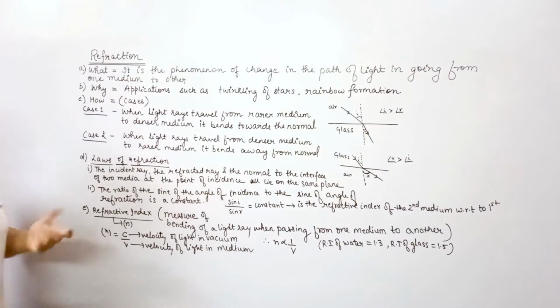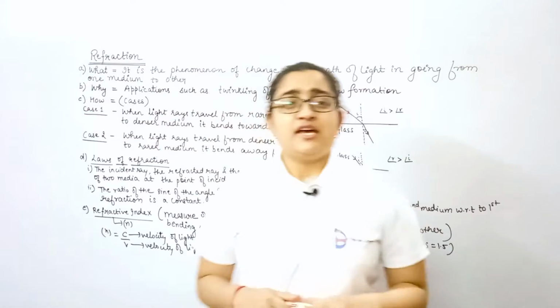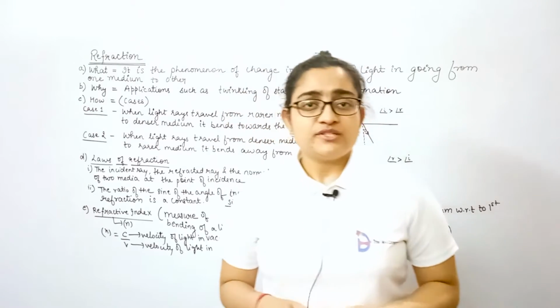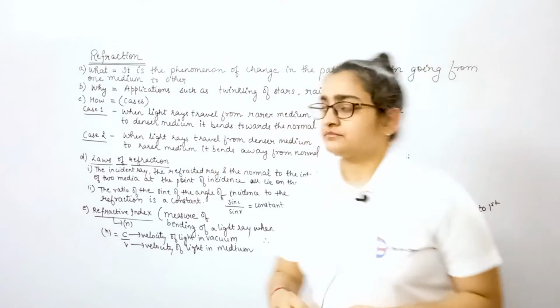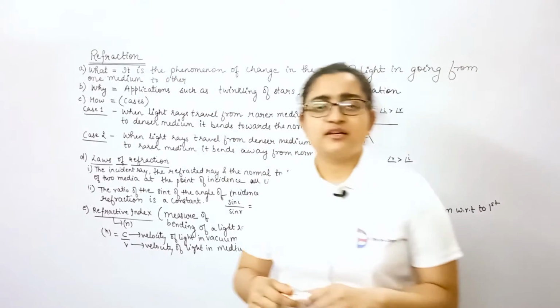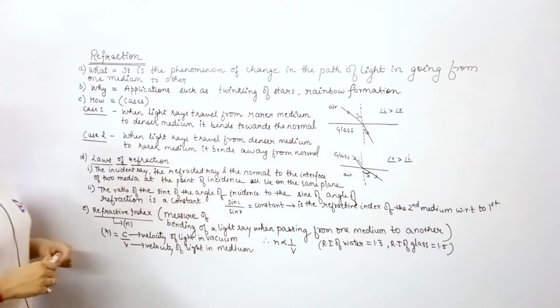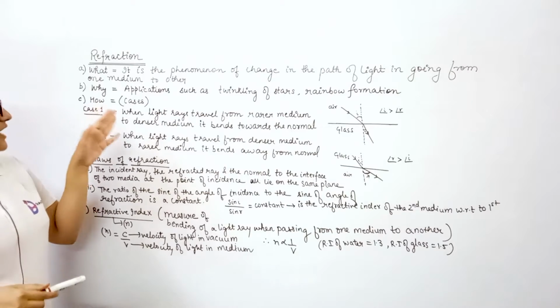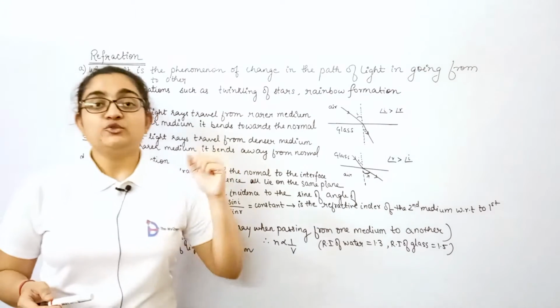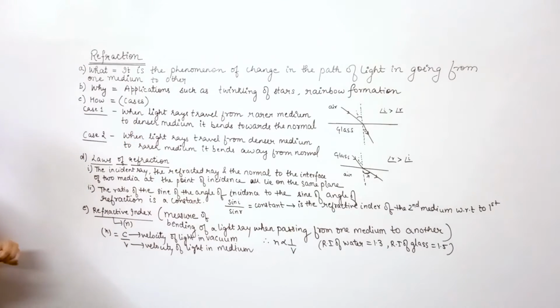Now, why are we studying the concept of refraction? There are numerous applications associated with this concept called refraction, such as twinkling of stars and rainbow formation in the sky. Now, how does this refraction phenomenon happen? The answer to this question we are going to study with the help of cases. Let's discuss the first case over here.